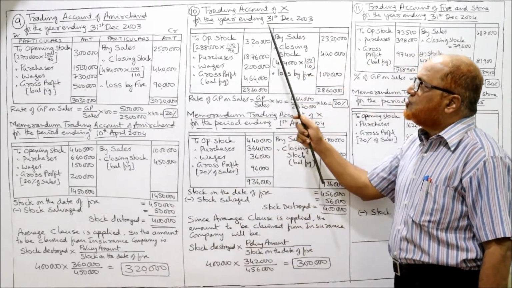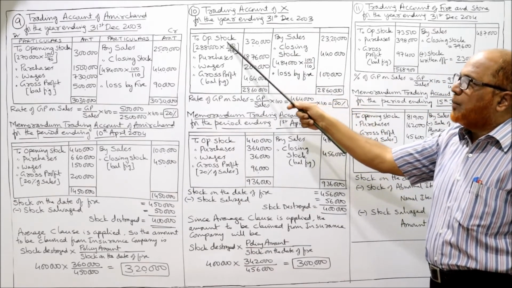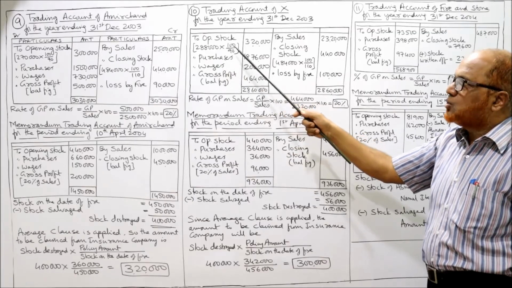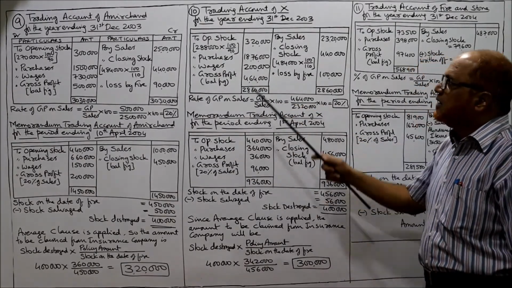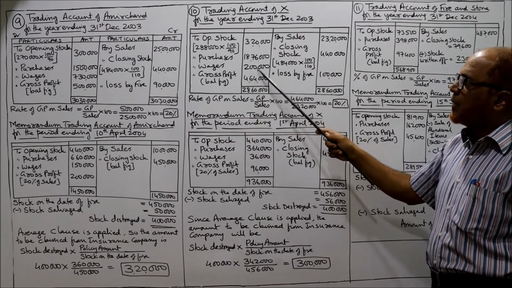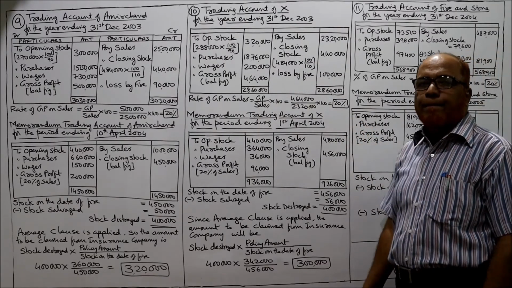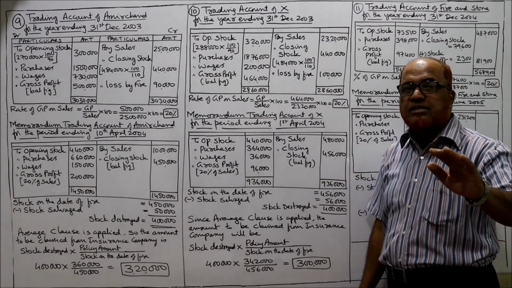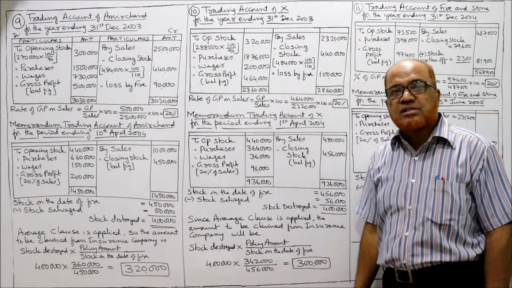Now see here, trading account of X for the year ending 31st December 2003. Opening stock 2,88,000 into 100 by 90, because it is valued 10% less. So 3,20,000. Then purchase given in the problem, wages given in the problem, sales given in the problem, closing stock 4,84,000. It is given that it was valued 10% above cost. At the end of the year the policy changed, 10% above cost.